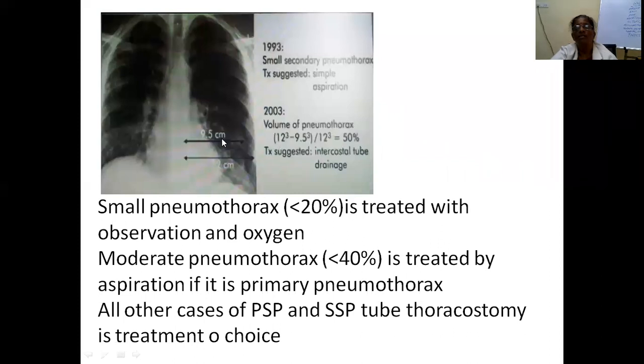This is 12, this is 9.5. So the volume of pneumothorax is 50%. So in primary spontaneous pneumothorax, if there is a small pneumothorax of less than 20%, you can treat it with only bed rest and oxygen.